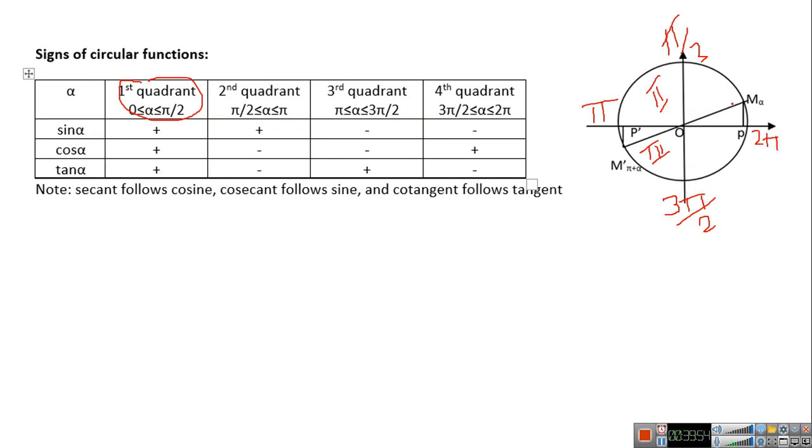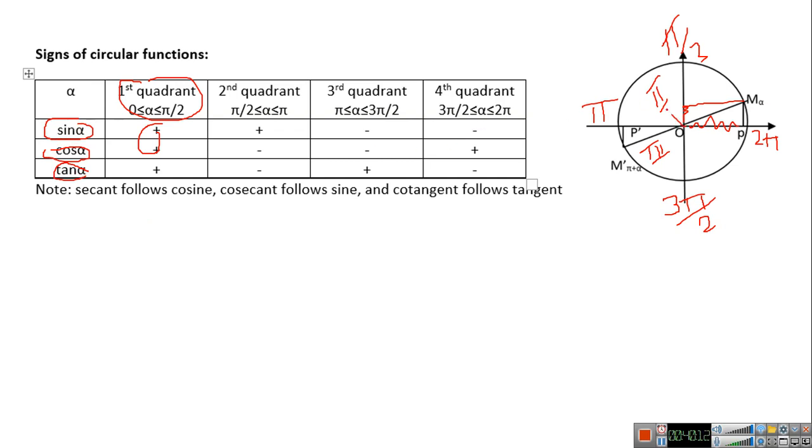In the first quadrant, cosine is positive and sine is positive. We talked about it before. So cosine and sine are positive, tangent is positive. Concerning secant, it follows cosine. Cosecant follows sine, and cotangent follows the sign of tangent, because they are inverses of each one.